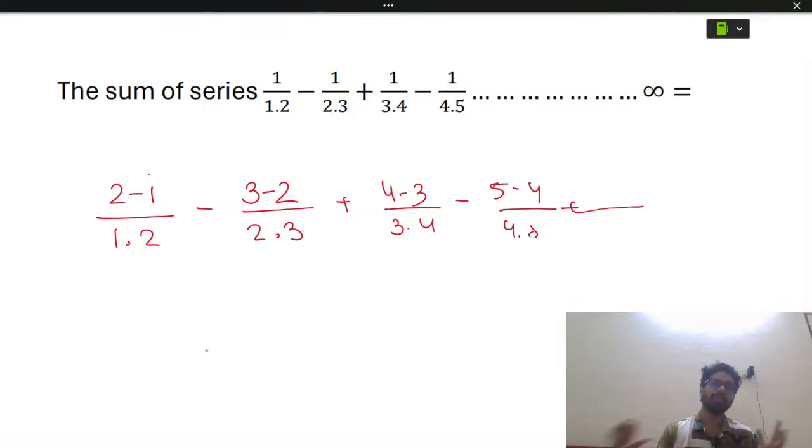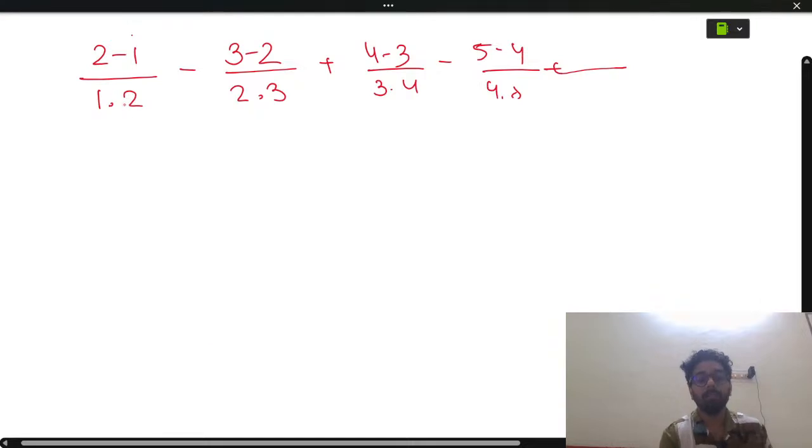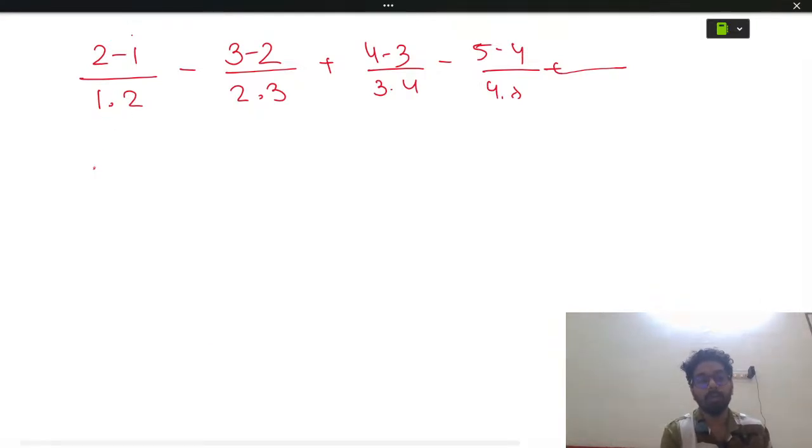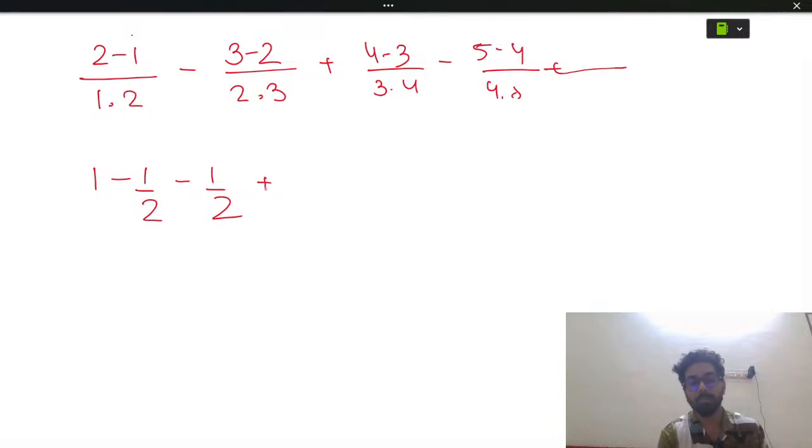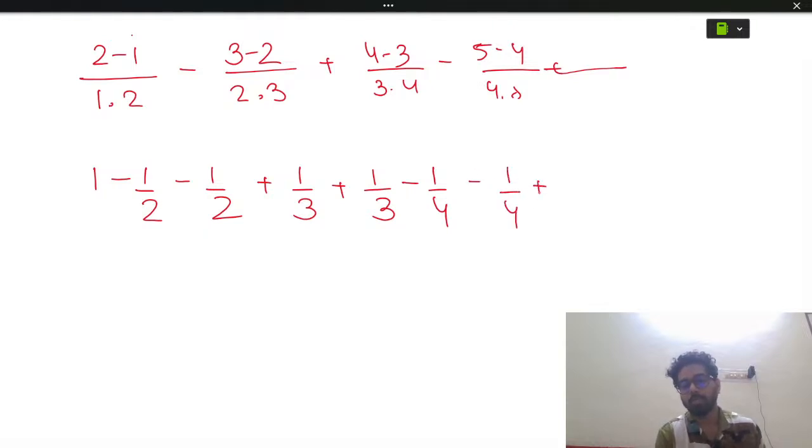When a series goes to infinity, it's another indication that maybe we are into some kind of special series. The chances are very high. Now this becomes 2 upon 1 into 2, which is 1 minus 1 by 2. 3 upon 2 into 3 is minus 1 by 2, and minus becomes plus 1 by 3. This becomes plus 1 by 3 minus 1 by 4. Now we can see a pattern: minus 1 by 4 plus 1 by 5 and so on.